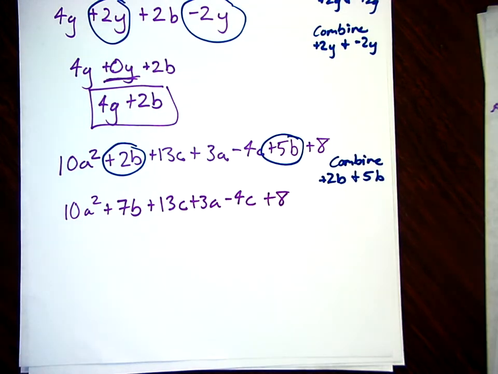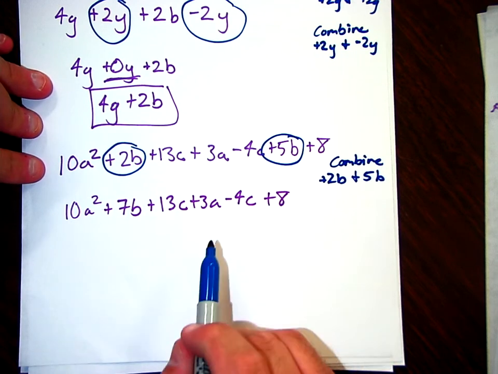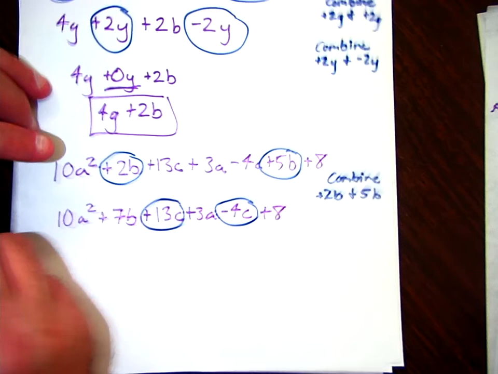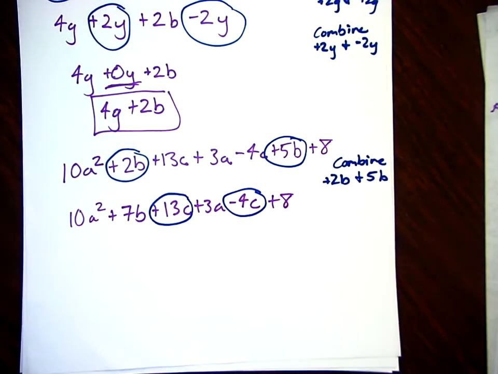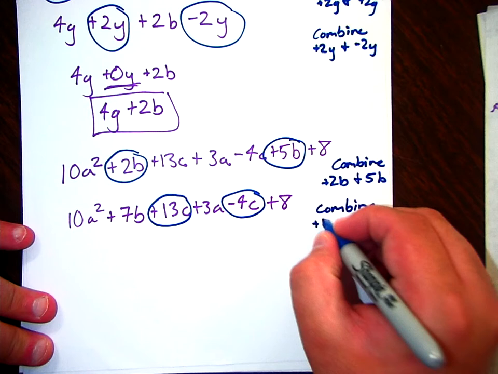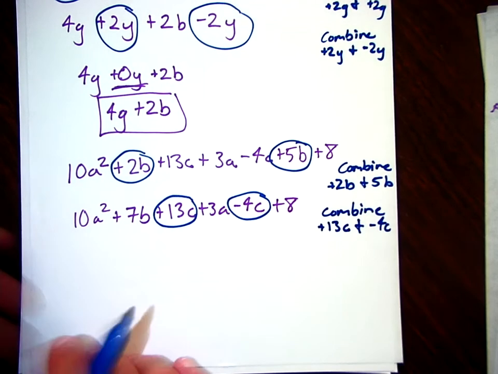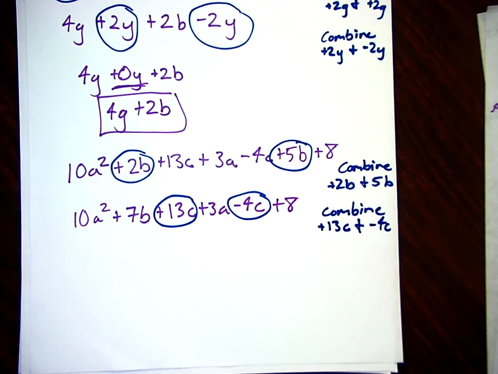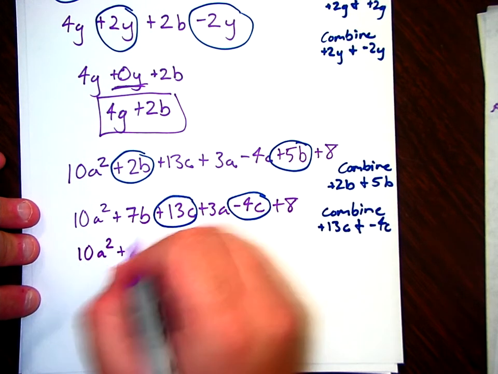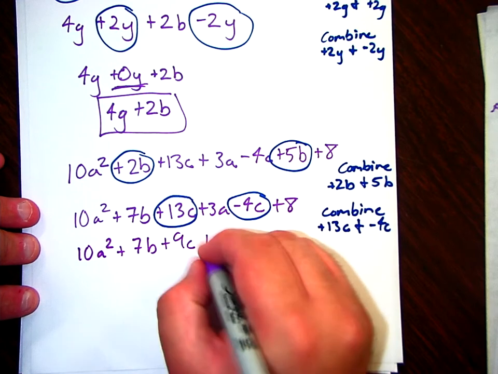Okay, and now we can go try it again. Let's look for two more things that are alike. And I can see this guy and this guy have the same letter c attached to it. So I'm going to combine positive 13c and negative 4c. All right. So now my expression is going to be 10a squared plus 7b plus 9c plus 3a plus 8.